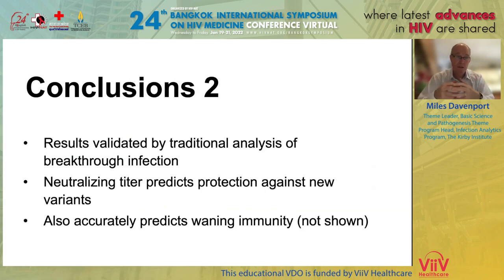So, conclusions: the results of our vaccine comparison approach have been validated by a more traditional analysis of titers in breakthrough infection. Neutralizing titer predicts protection against new variants as well as the homologous vaccine virus strain. And it also accurately predicts waning immunity, which I don't really have time to present today.